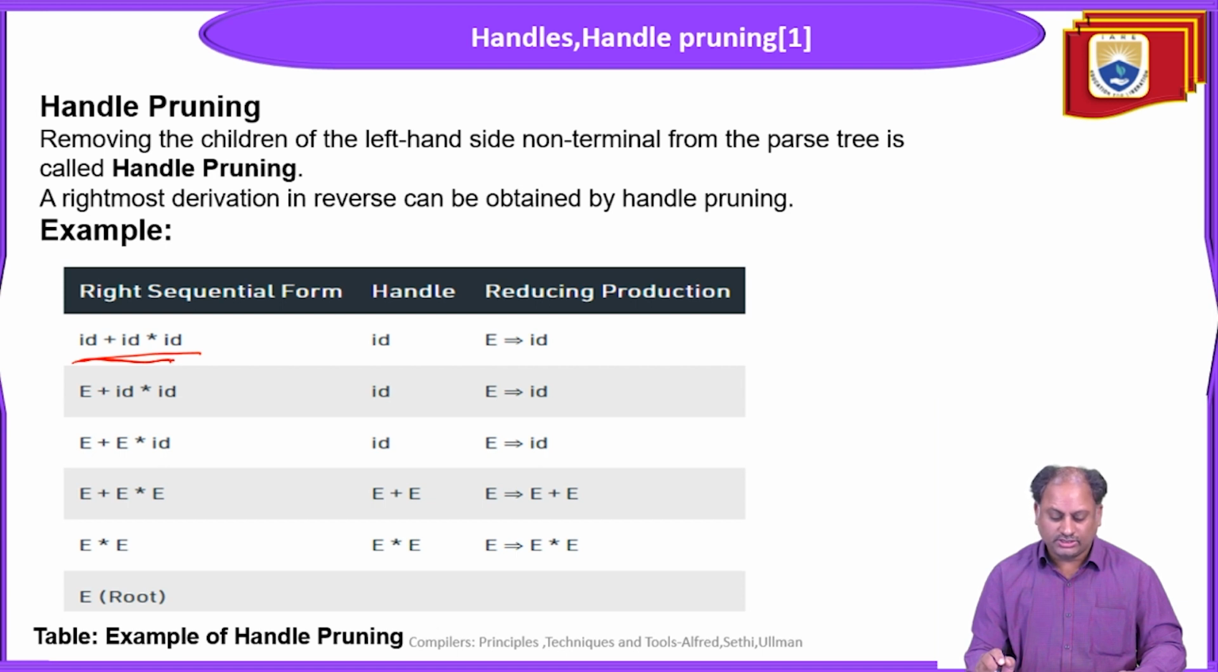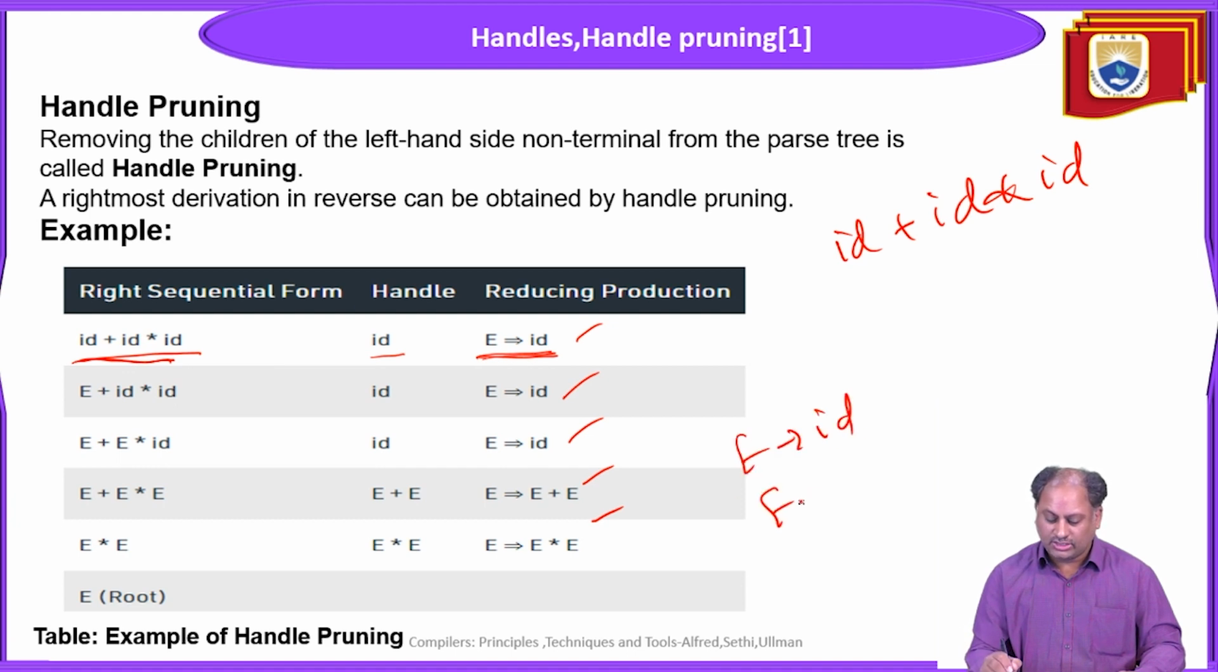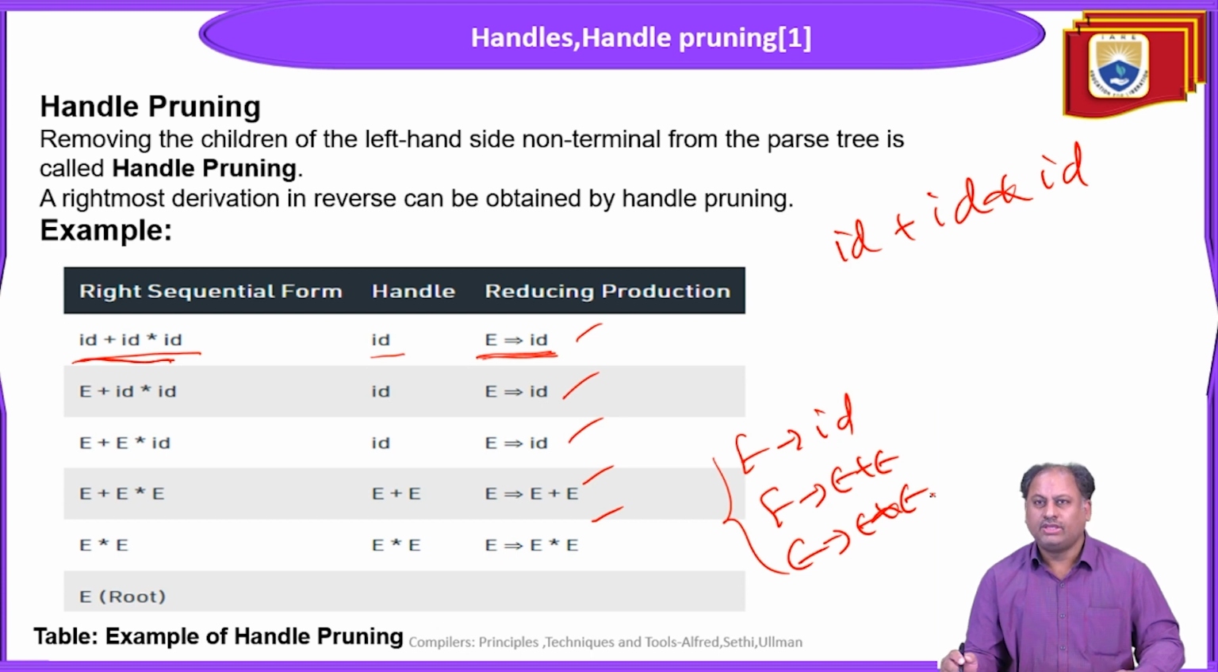Then the production to be applied for reduction, the handle, is E derives id, and we get id plus id star id. Various productions may be available, so we have to verify which one applies. E derives id, E derives E plus E, E derives E star E: these are the list of available productions. We must decide which of them is applied to the handle and reduced.